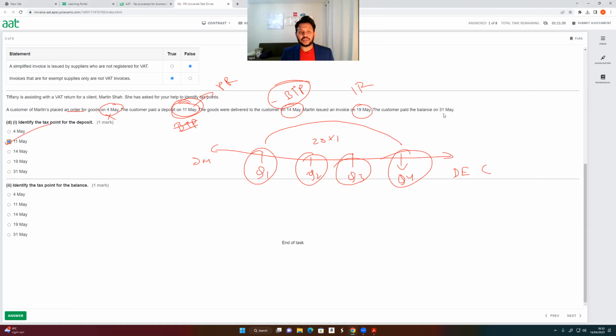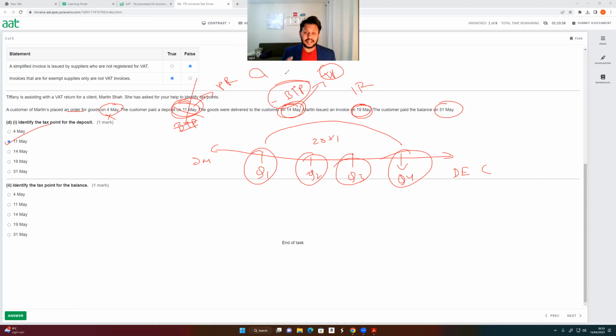Then the customer paid the balance on 31st of May. So this is the remaining balance. This time we need to look at what will be the basic tax point for the remaining. So again, we need to look at a few things. We have 31st of May for payment, 19th of May is the invoice raised, and we have a basic tax point of 14th of May. Because the deposit is gone now, we look at 14th of May, 19th of May, and 31st of May. Now we can see 14th of May is the earliest one. So this should be my tax point. But I have to stop, because if the basic tax point becomes the tax point, I need to think, is the invoice raised within 14 days or not?